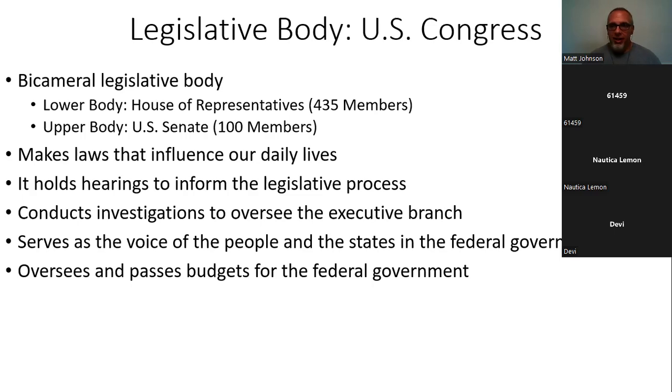And then largely, right, they are our elected officials. So they serve as the voice of the people and the states in the federal government. So we have elected officials. That is who's representing us in our U.S. government, and they are supposed to basically conduct our will and interests in our name. And of course, you can write your senators, you can write your representatives. You can also write them if you want to go visit the Capitol.